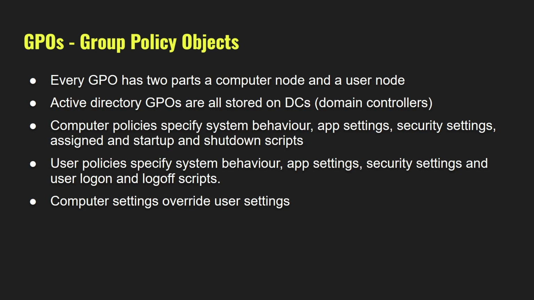Active Directory GPOs are all stored on DCs, domain controllers. They're all in a nice big list, so you can go through them if you really wanted. They've got some funny names, but you can link what they are through enumeration scripts, and you can resolve what they're going to do as well.